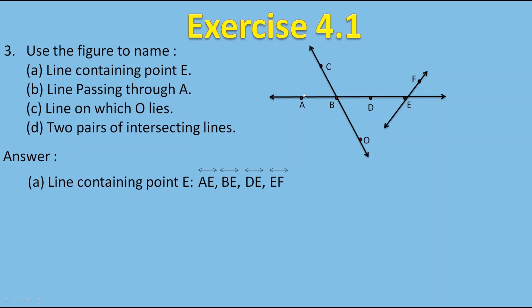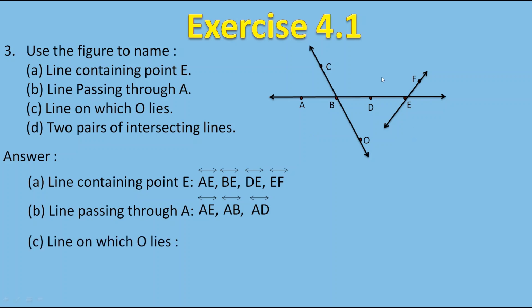Now the line passing through this point A is this one, but we can name it in different ways, like AE or AB or AD. We can give 3 possible names. Now the next is the line on which O lies. Here this is the line which has the point O. We can name this as OC or CO, and we can use this point too, so OB or BO. So the line which has the point O is this one.